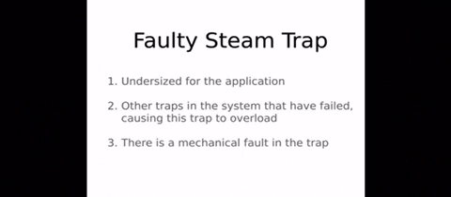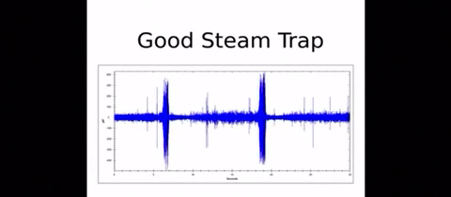I mean, there could be other steam traps in the system that have failed. So because those other steam traps have failed, now this steam trap is working double time to take care of the ones that have failed. So that's causing this steam trap to be overloaded. So now it's undersized. There could just be a mechanical fault with the trap too. Either way, it's not doing its job properly, it's not efficient, it's not economical, and it's not protecting your investment in steam.